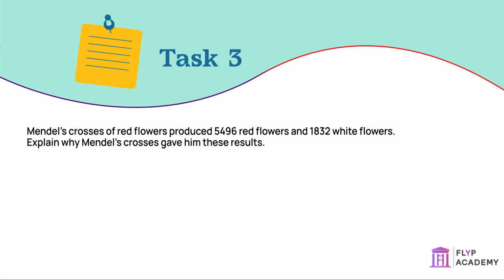There were 7,328 offspring in total. 5,496 is 75% of this, and 1,832 is 25% of this. In a Punnett square, this would show as a 3:1 ratio.